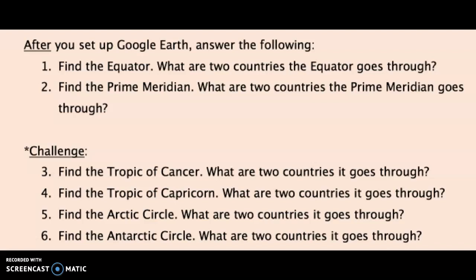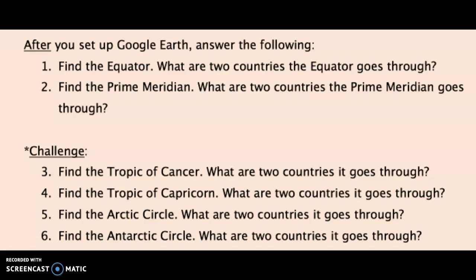The next part of the challenge is to find the Arctic Circle and two countries that it goes through. The last part of the challenge is to find the Antarctic Circle and two countries that the Antarctic Circle goes through. So all of these that I'm having you search for are the major lines of longitude and latitude.